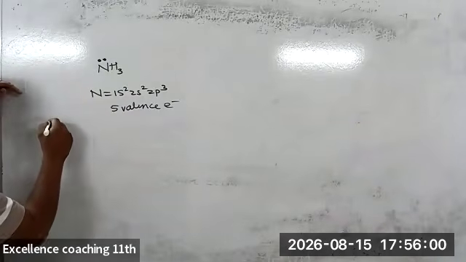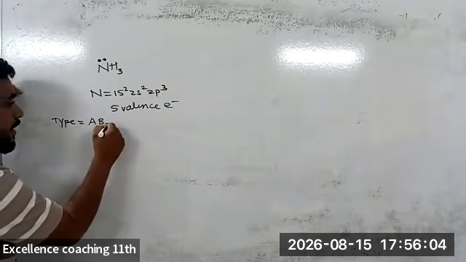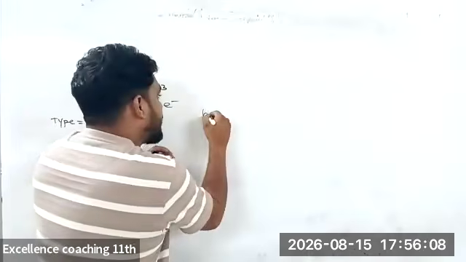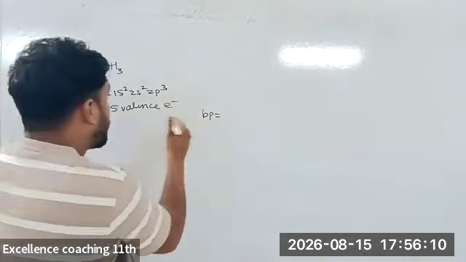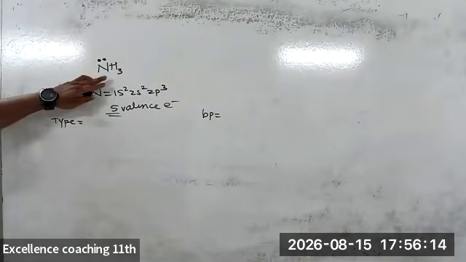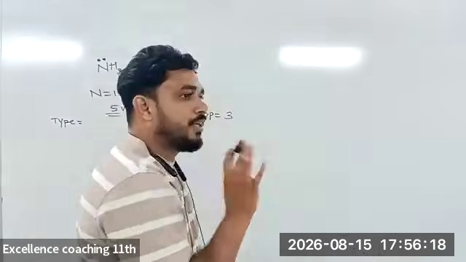First thing, we'll write the type. AB3, okay. Tell me how many bond pairs it will be. Total electrons: 5. Out of 5, 3 we will use to make bonds with whom? Hydrogen. So how many bond pairs will I get? 3.